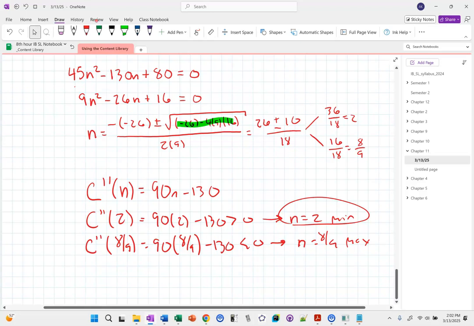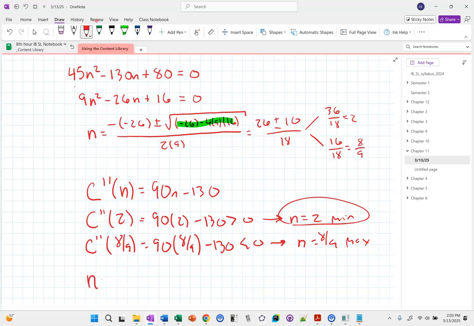Now I need to find that minimum cost, so I'll do C of 2. So then I'll just plug 2 into our function from before.